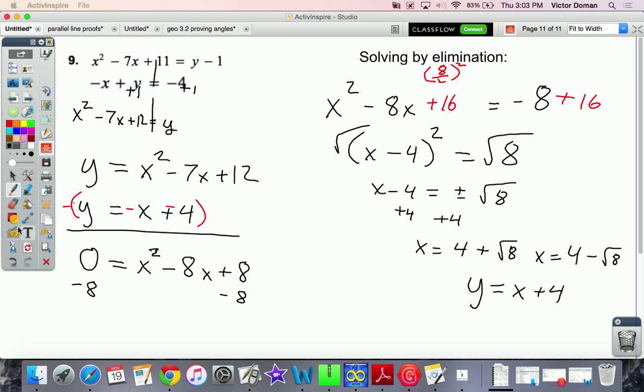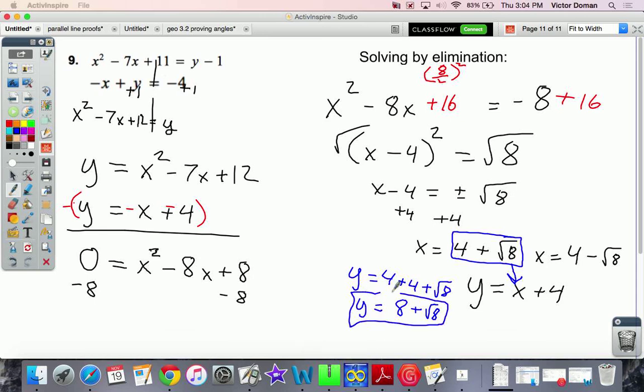So what you can do is take x and substitute it in for x, giving you, when x is 4 plus the square root of 8, y is 4 plus 4 plus the square root of 8, or 8 plus the square root of 8. And again, that solution doesn't make sense to you, but it's exact. So now we have 8 plus the square root of 8 and 4 plus the square root of 8.